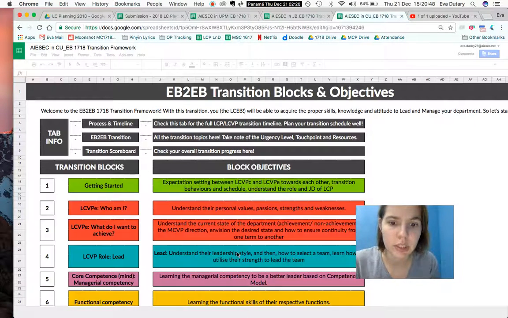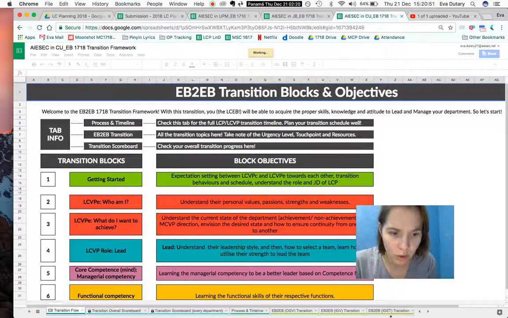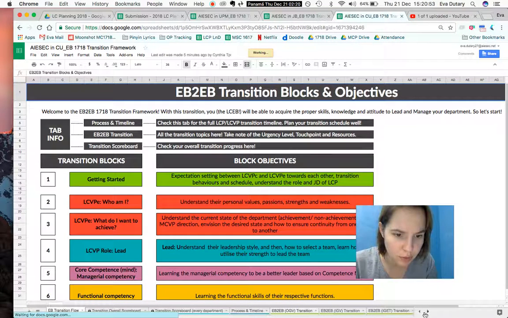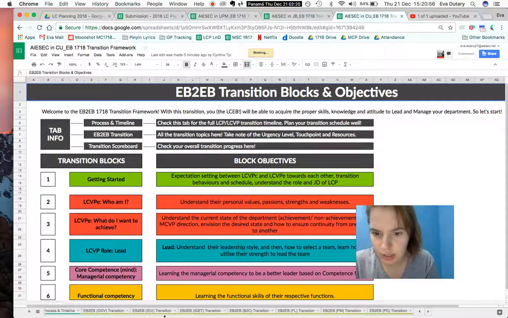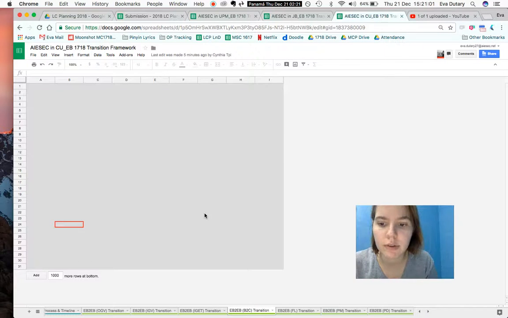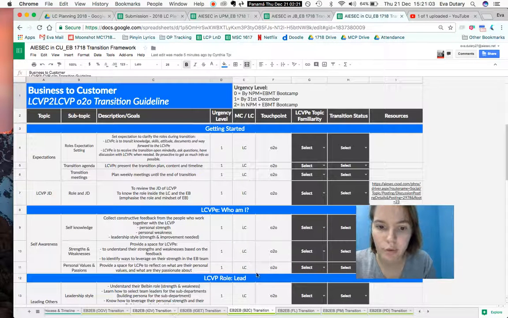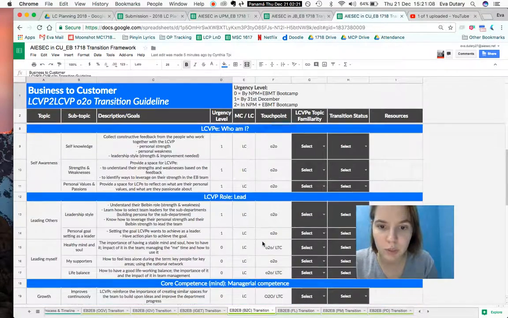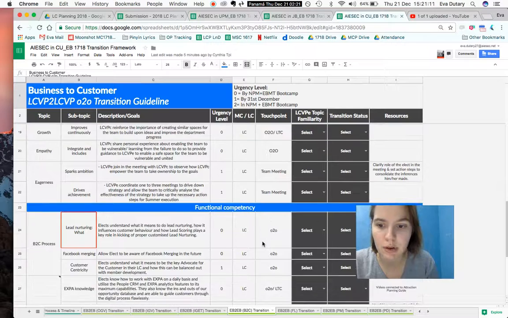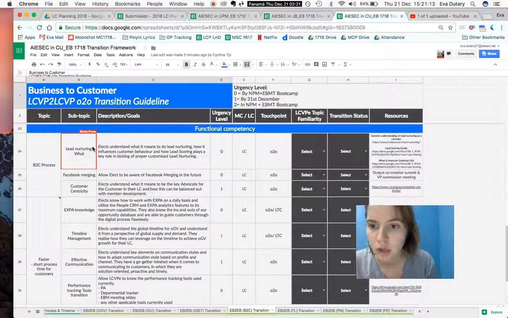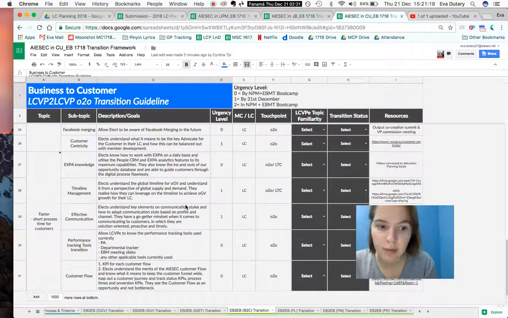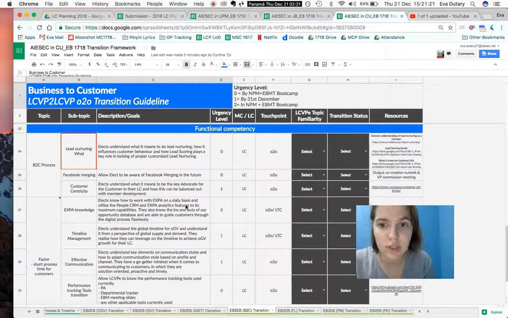Then you come to this spreadsheet, and at the bottom you are looking for EB to EB B2C. So this is here, EB to EB B2C transition. Then you have the general parts, which are explained in another video by Somei. For me, I will explain how to transition the different topics that are here in the functional competency. As you will see, we have a total of 6, 7, 8 topics that are the minimum for you to transition in order for your VP B2C to be ready to start his term.